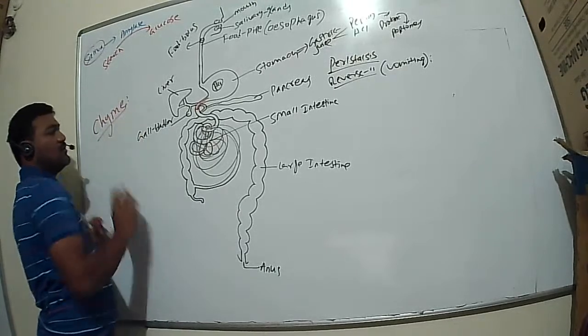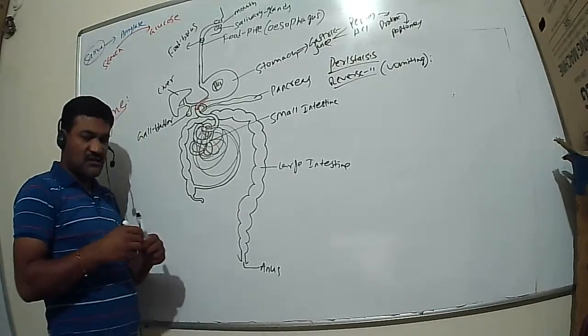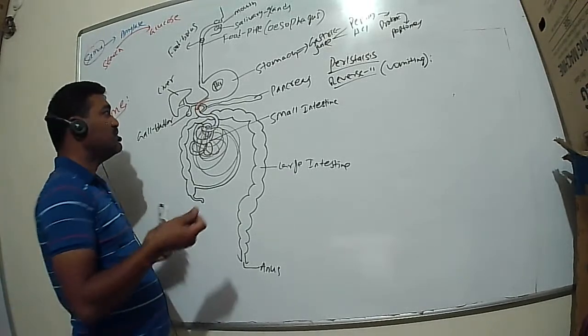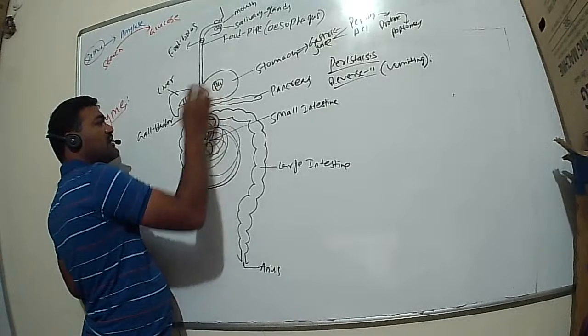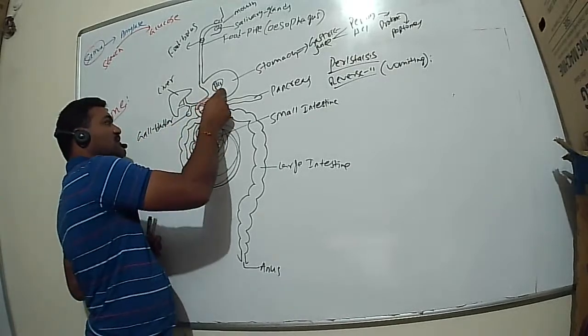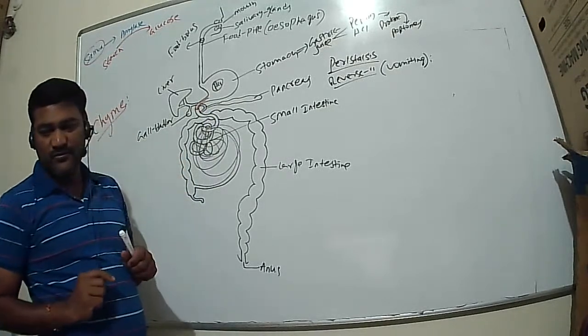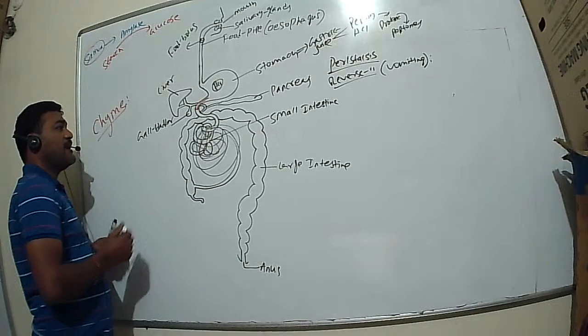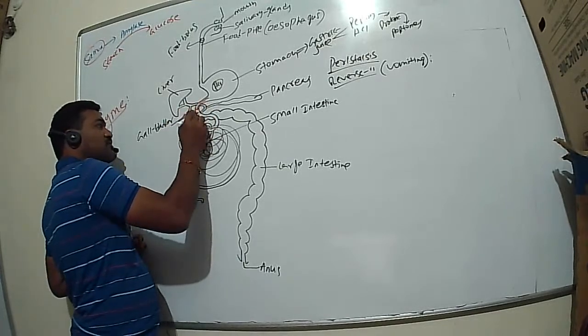Chyme. What is chyme? It is a semi-solid, slippery fluid which contains the partially digested proteins coming from the stomach into the small intestine. That is called chyme. Very important. Okay. Now the chyme came into the duodenum.